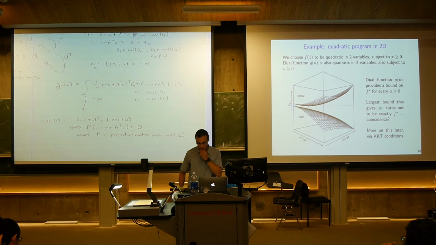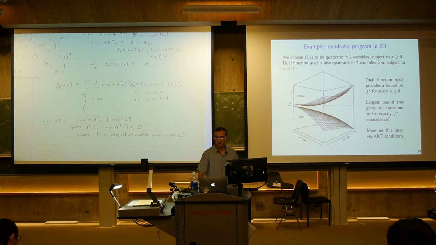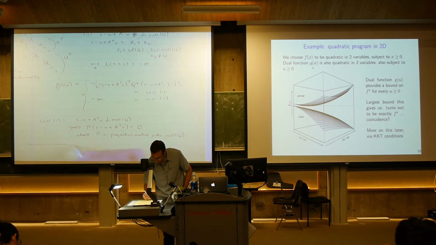Okay, another example I wanted to go through is a much simpler quadratic program. It's just a two-dimensional problem. Let's suppose my criterion is a quadratic in 2 variables, and I didn't have any equality constraints. I just had inequality constraints, x bigger than or equal to 0. Then I minimize over all x some quadratic function, x transpose Qx plus b transpose x, subject to x being bigger than or equal to 0.